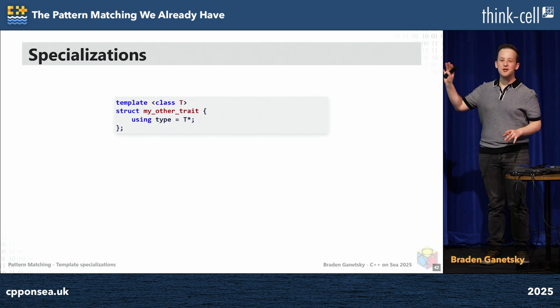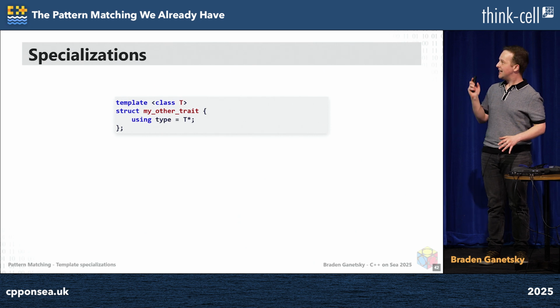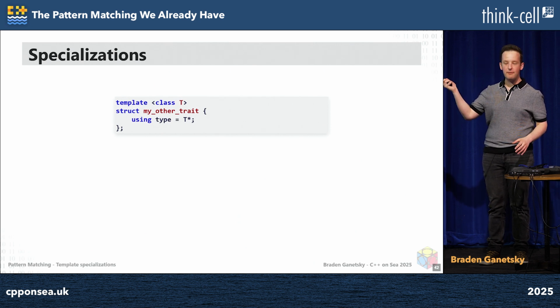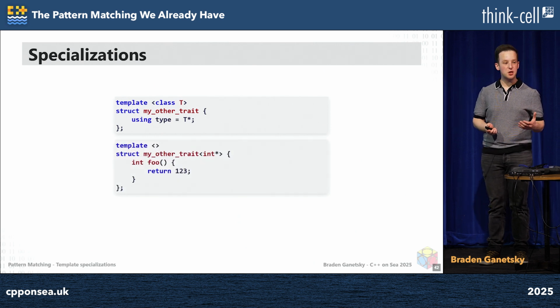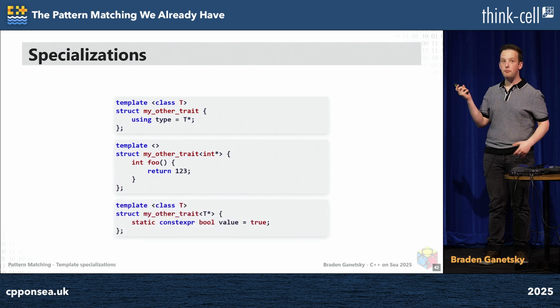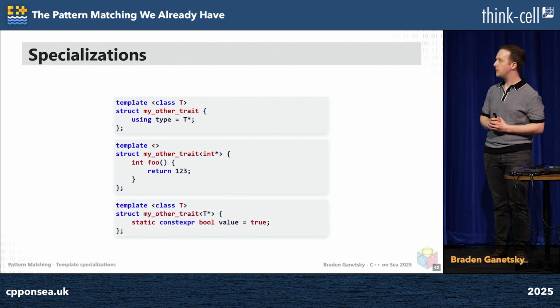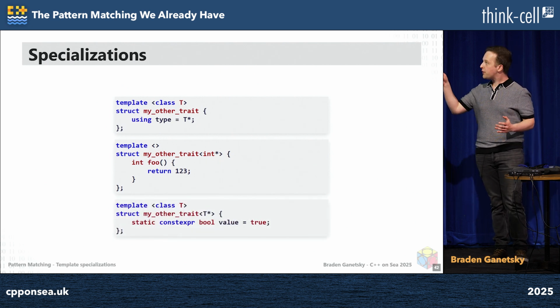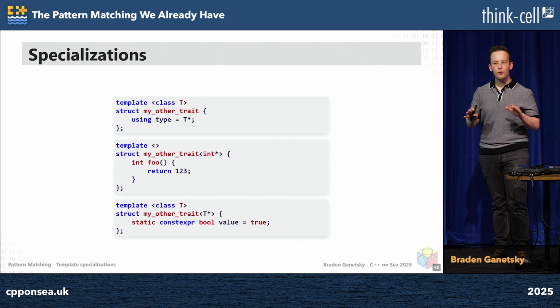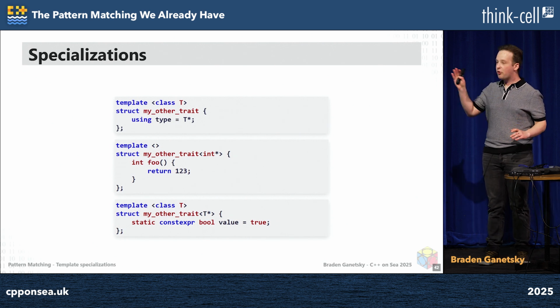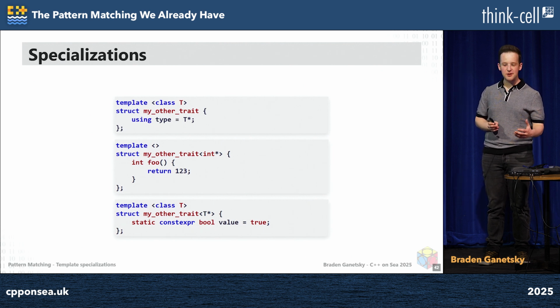So I'll just show one more example of all these things on the same page. I have my other trait here as the primary. Here I have an explicit specialization for int star. And here I have a partial specialization for T star. Now, if you notice something, all 3 of these definitions, they are not related to each other. The primary has an alias, the explicit specialization has a member function, and the partial specialization, well, that has a static constexpr bool. None of them are related, and they don't have to be.